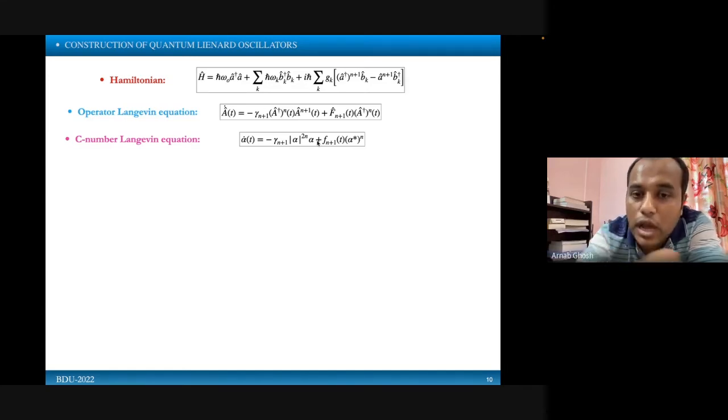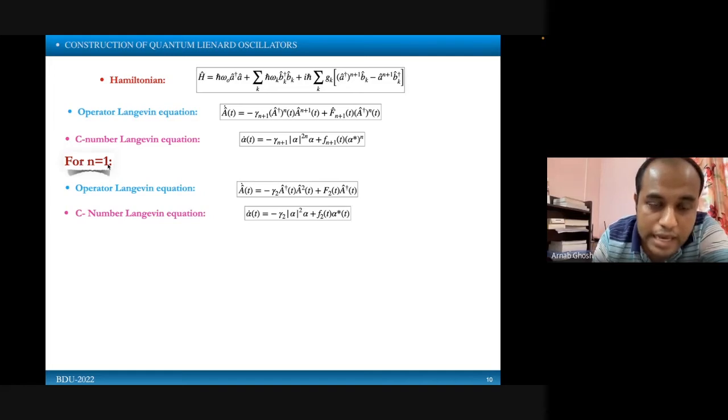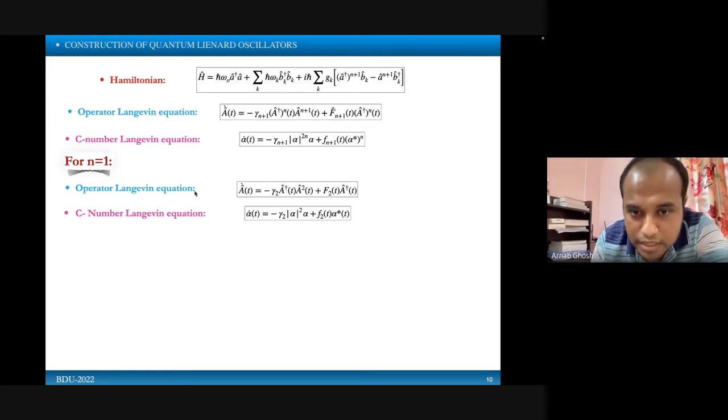And for our case of interest, particularly to derive the standard form of the van der Pol and the Rayleigh oscillators, one can take n to be 1. If we take n to be 1, the same operator Langevin equations simplify to this form. The operator Langevin equation becomes this, and the C-number Langevin equation becomes this.